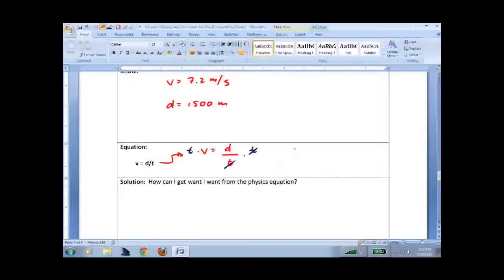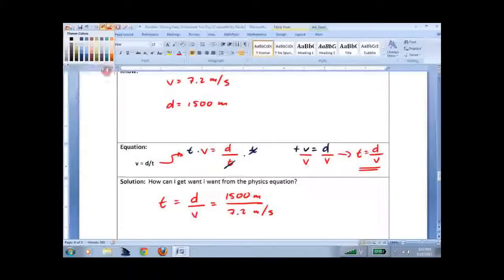These cancel. I'm left with TV equals D. But I don't have T alone yet, so I'll divide by V. T equals distance over velocity. Now, this is magic to a lot of students. Really isn't. If we divide by something, we flip it.